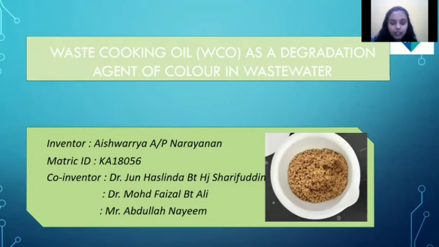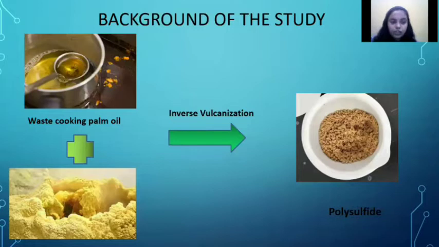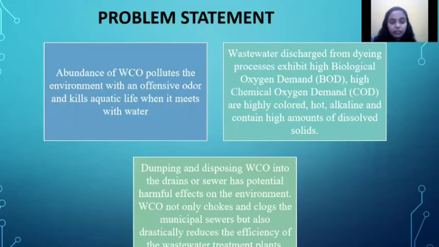I would like to present the invention of waste cooking oil as a degradation agent of color in wastewater. For the introduction, we have the research background, the motivation and problem statement, objectives, and the scopes of study. The background of study shows the utilization of waste palm cooking oil and also sulfur to synthesize polysulfide via inverse vulcanization method.